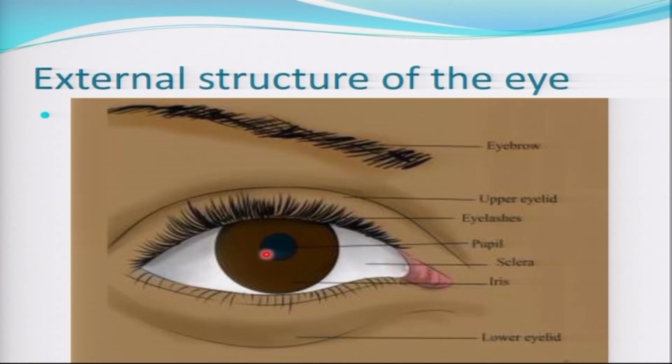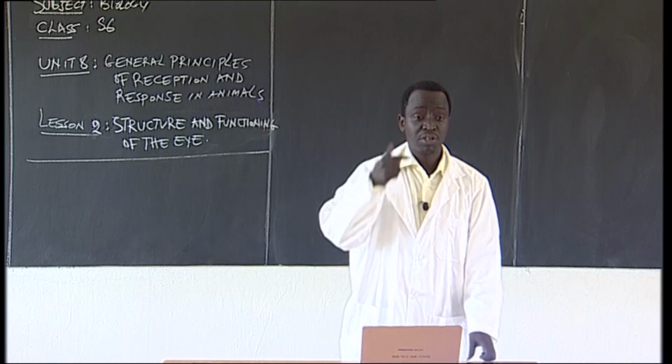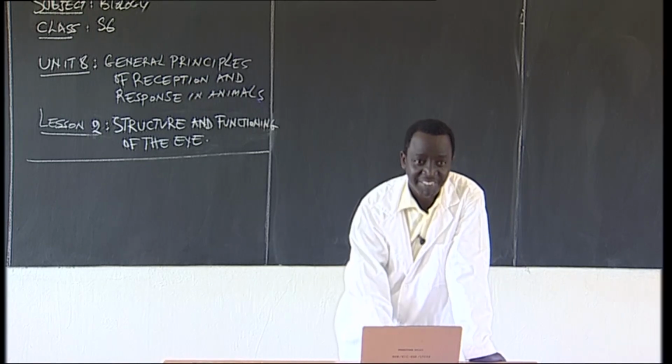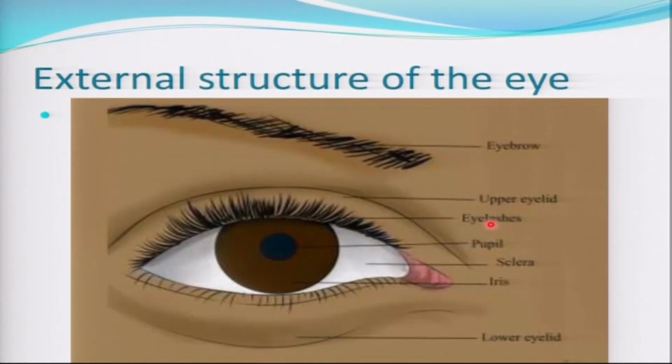Then down here, we have what we call the lower eyelid. We have the upper eyelid, this side. And those hairs, you can call them hairs, are called eyelashes. This is the external structure of the human eye.